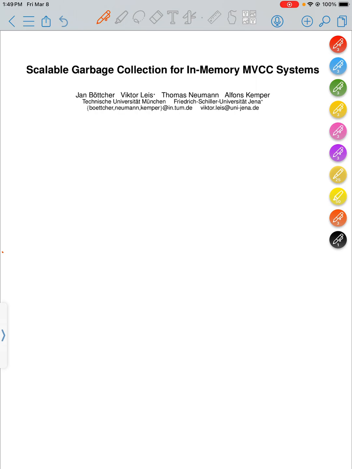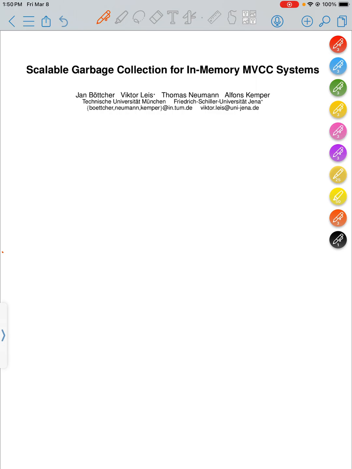So today I will be talking about one of the papers, that is scalable garbage collection for in-memory MVCC systems. This is the paper that I'm studying at the University of Southern California, in my second semester, in the advanced data course, where I have to present this paper to the team. So I want to give it a try. Let's see how it goes.